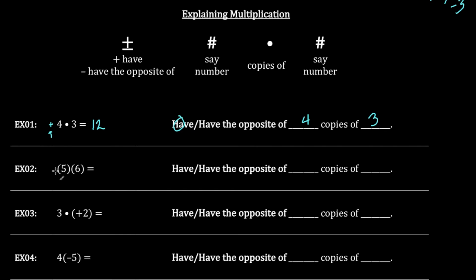This is the next one. 5 times 6 is 30. Actually, in this one, we're not even concentrating on the answers. I just want you to get comfortable with the language. So 5 times 6 really means you have 5 copies. So we have 5 copies of 6.